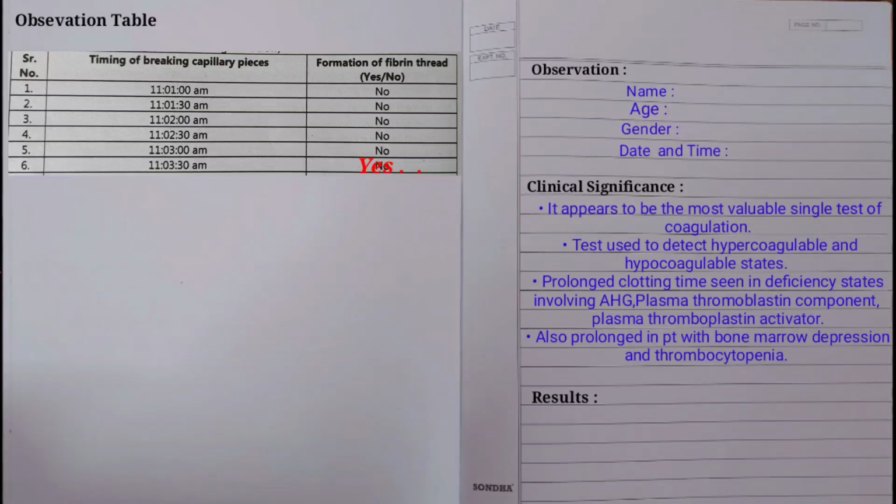The clotting time of one's own blood is 180 seconds or 3 minutes.